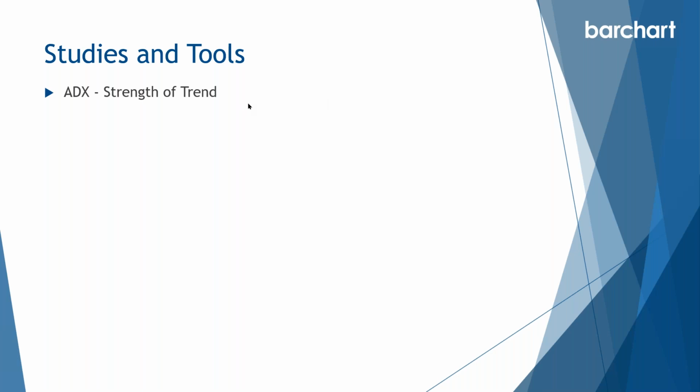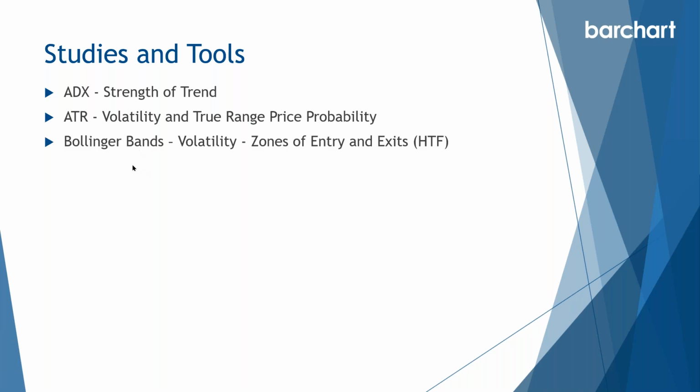So let's talk about some studies and tools that we can use. And let's kind of just go over what we just talked about. ADX, right? We're going to use that for the strength of our trend. ATR is that volatility measure, how far I think price can move in one day, that true range of price probability, and this is going to help me with our risk management. Bollinger Bands, again, that's that question about our zones of action.